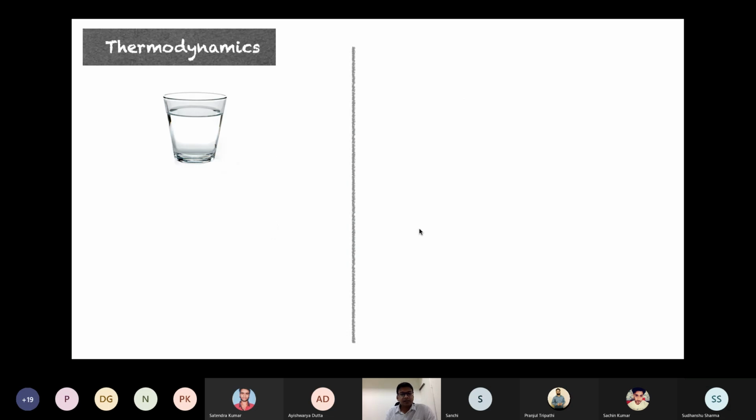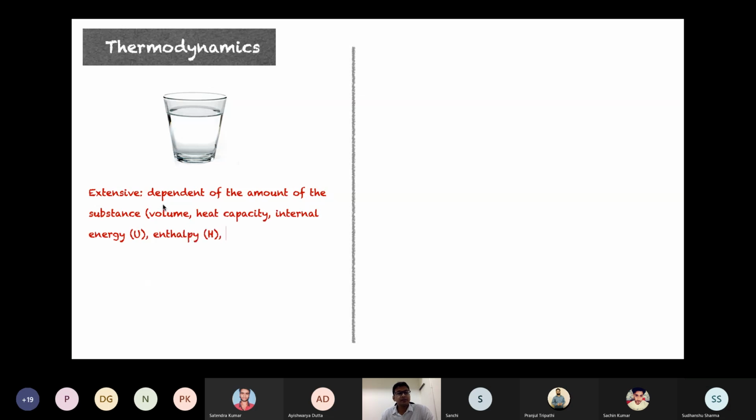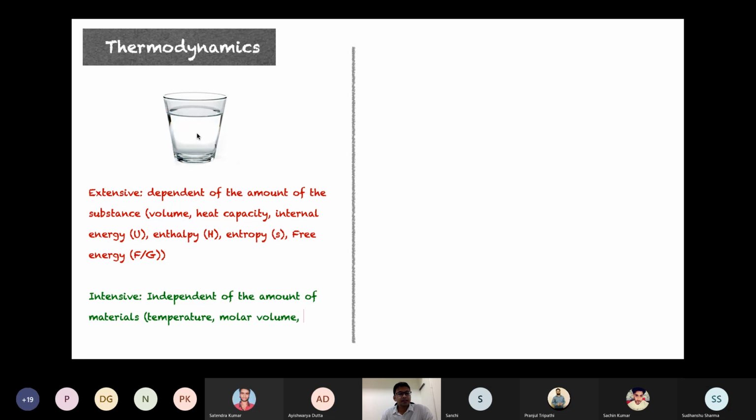Now, again, coming back to the glass of water, if you think of the properties of the system, you can have two types. One is extensive properties, or extensive variables, if you say in a different term. The extensive variables do depend on the amount of the substance present in the system. Let's say volume, heat capacity, internal energy, enthalpy, entropy, and free energy.